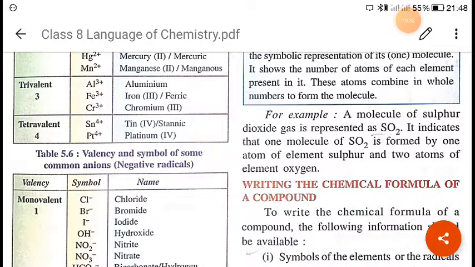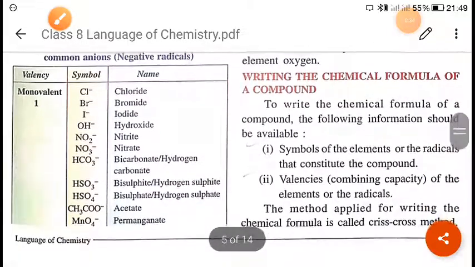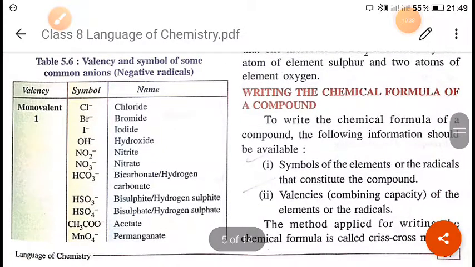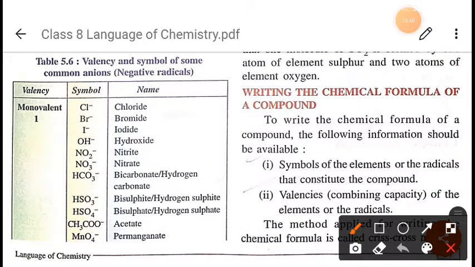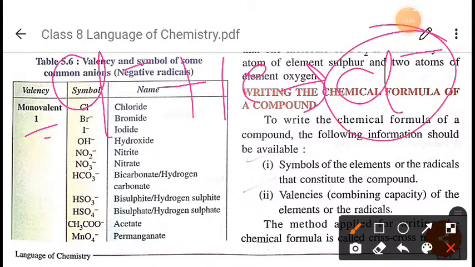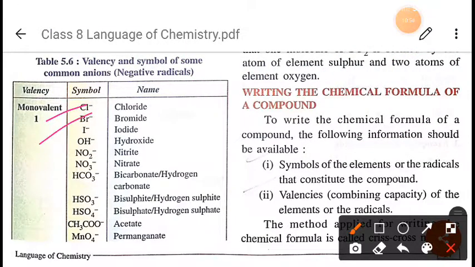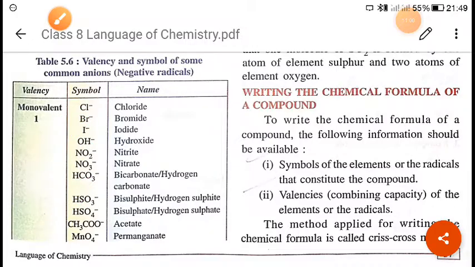I hope you have understood this. Now next, when you talk about negative radicals, here also you will get monovalent, bivalent and trivalent. If Cl has taken one electron, it is converted into Cl minus. This Cl minus is called monovalent. As you can see, Br minus, I minus, OH minus, NO2 minus, HCO3 minus, HSO3 minus are all monovalent, because they have taken one electron.